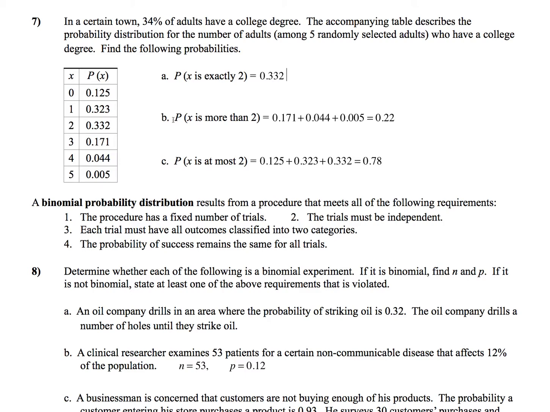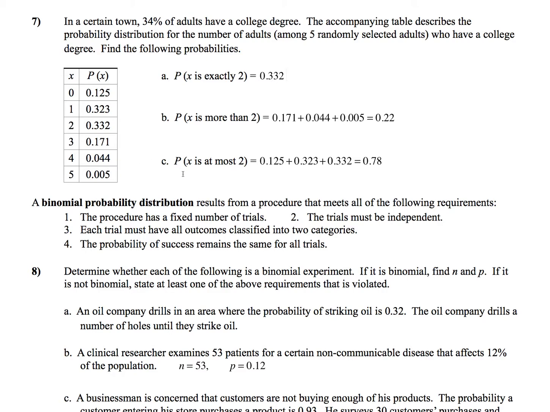Next, we're asked, what's the probability that x is more than 2? Well, what's more than 2? 3, 4, and 5. So you add each of those probabilities for the total. 0.171, 0.044, and 0.005. So you add all those up, you get 0.22.